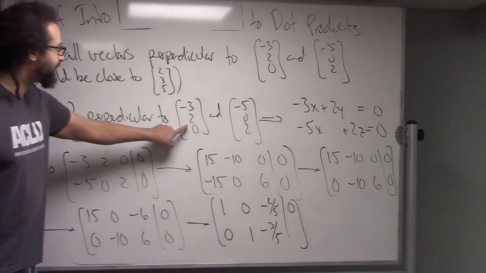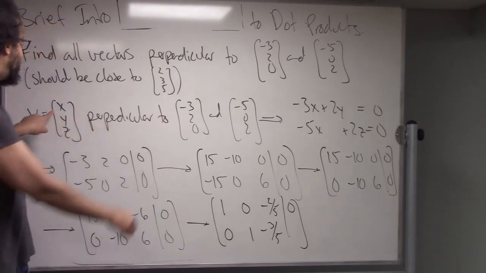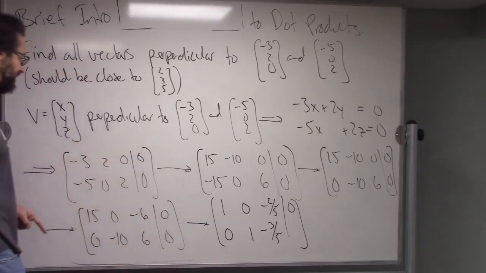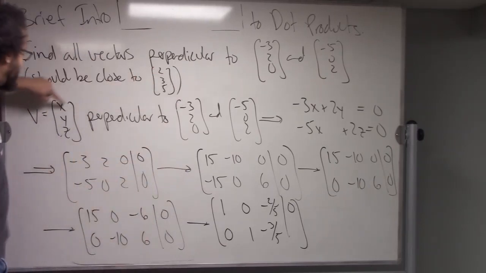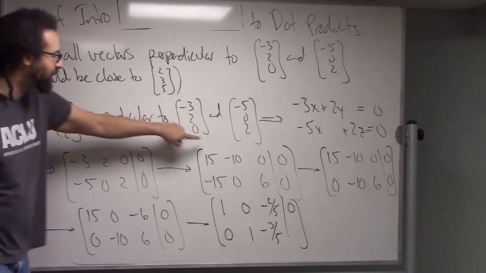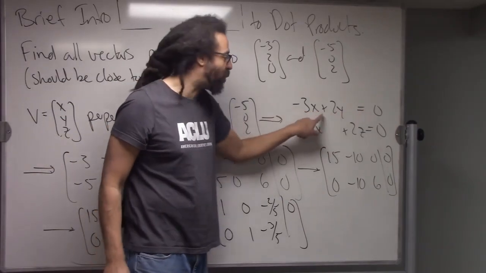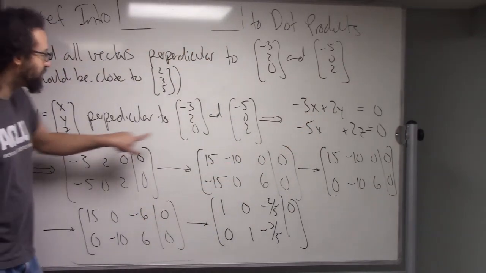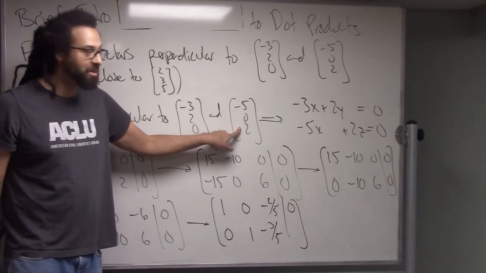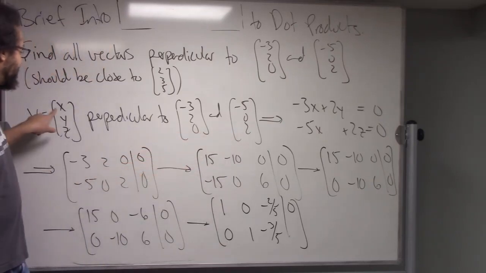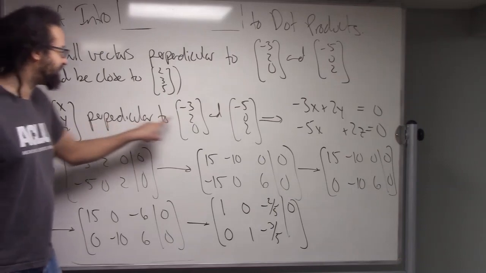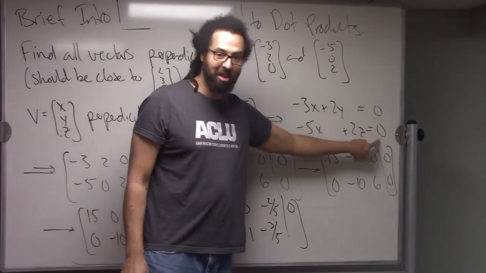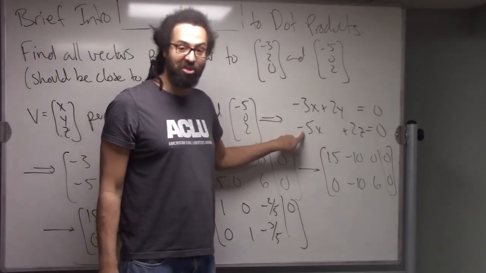So if V is perpendicular to this thing, then that means the dot product of this thing and this thing is equal to 0. So negative 3x plus 2y plus 0 should be equal to 0. So here's one homogeneous linear equation. And now x, y, z is also perpendicular to this thing, so orthogonal, so the dot product should be 0. So negative 5x plus 0y plus 2z should be equal to 0. So now here's another homogeneous linear equation.